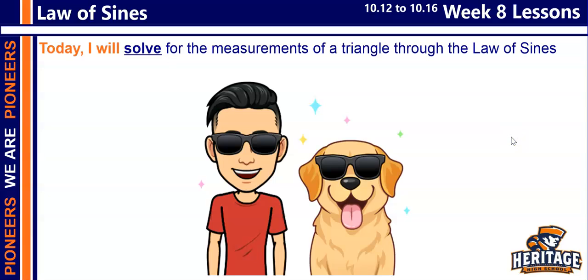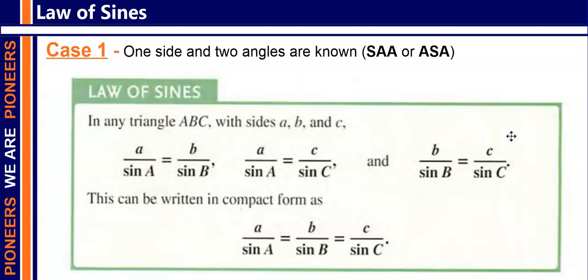Welcome one and all to the video on law of sines, where you will learn to solve the measurements of a triangle through this particular law. The law of sines can be applied to this case, where if you are given one side and two angles, either in the axiom of side angle angle, SAA, or angle side angle, ASA, and this law can be used to find all three other missing measurements given in this form.